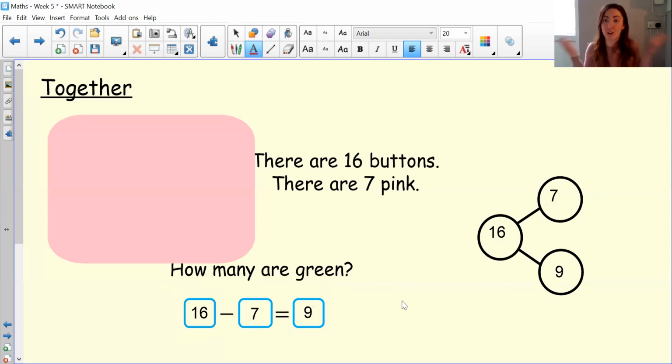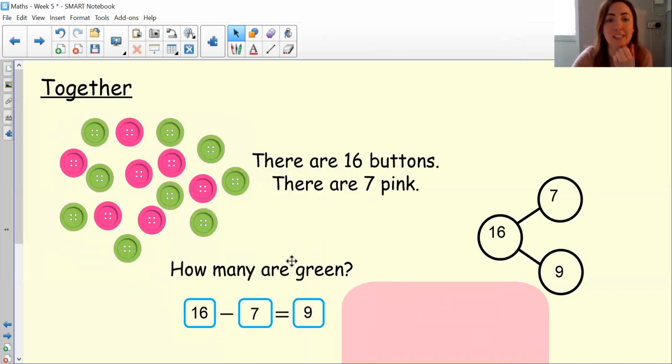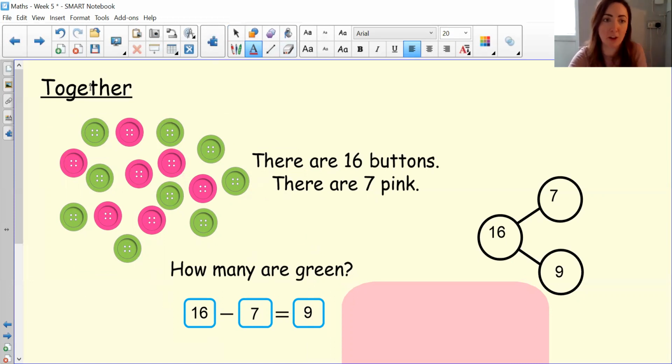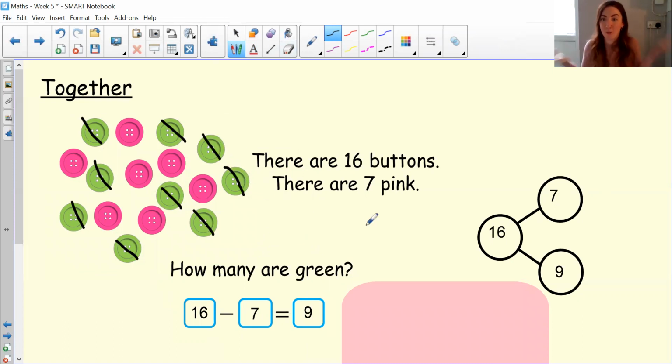So how many buttons are green? 9. Let's count them and check. Move this out of the way. Let's see, it's really tricky to count when they're not in rows, isn't it? But let's see if we can. So green buttons. Let's cross them out as we go. 1, 2, 3, 4, 5, 6, 7, 8, 9. Is that all the green buttons? Yes, it is. So, were we right? Yes, it's 9 green buttons.